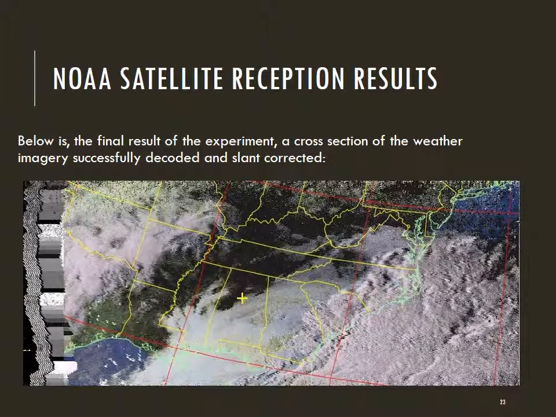Here we see a cross-section of the final product of the experiment, the current satellite weather imagery of the atmospheric conditions over the location of the ground station in Huntsville, Alabama. This image shows cloudy conditions over the southern Atlantic coast and clear skies over the state of Tennessee.